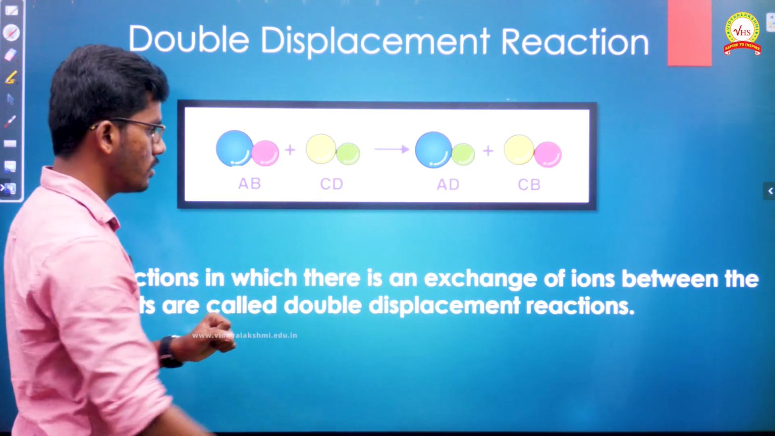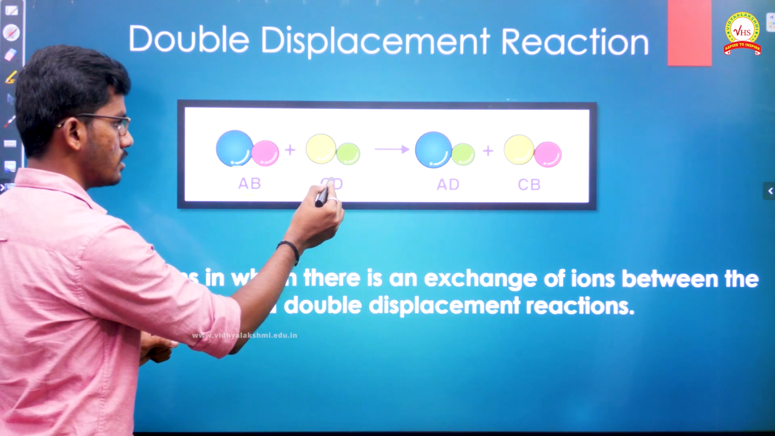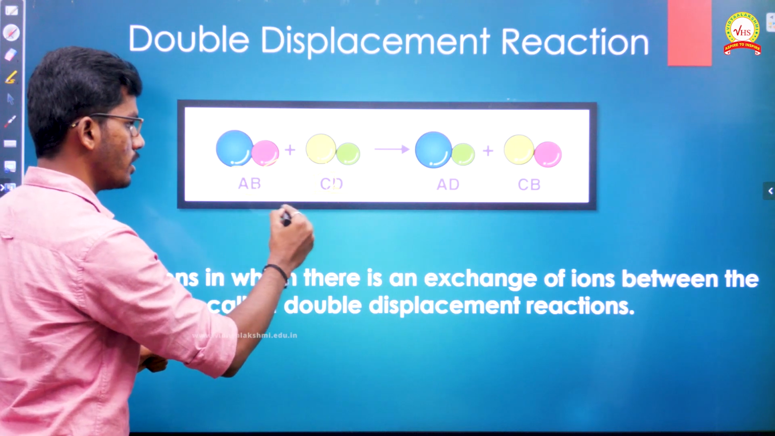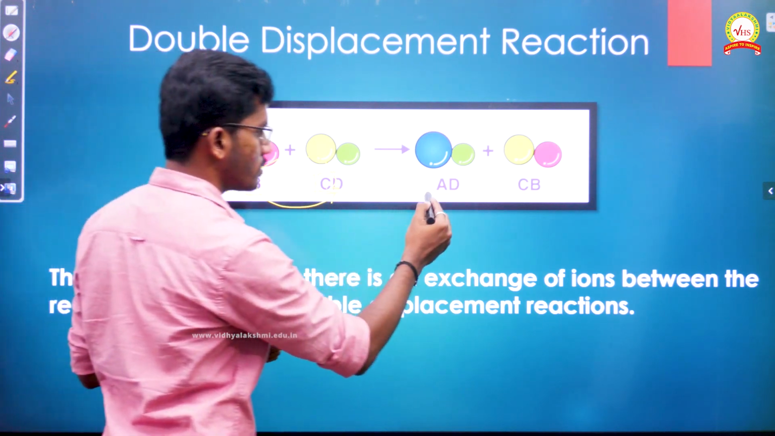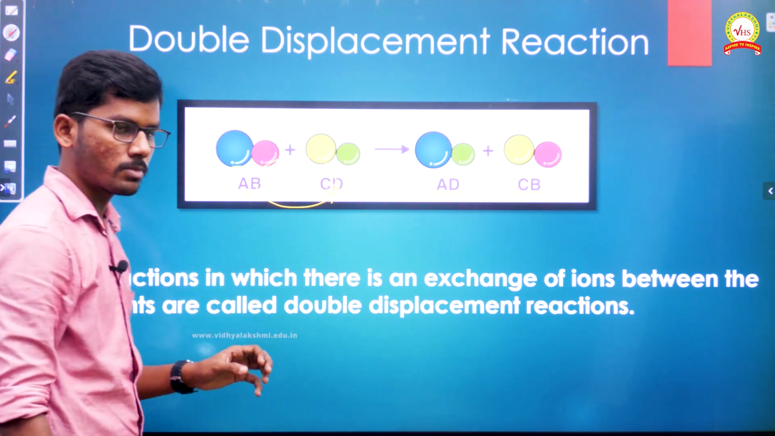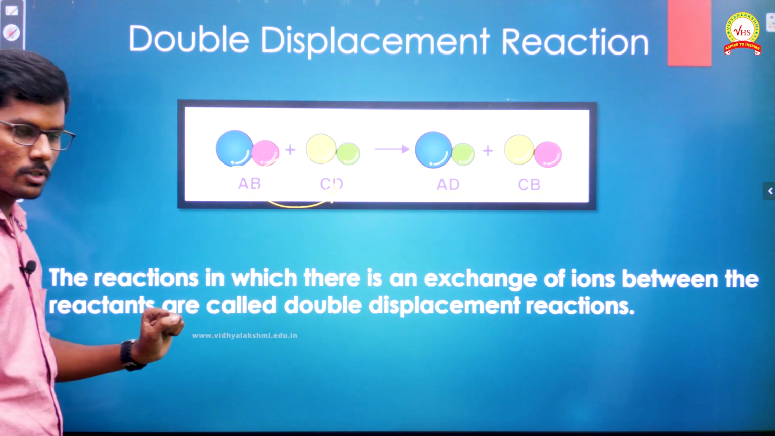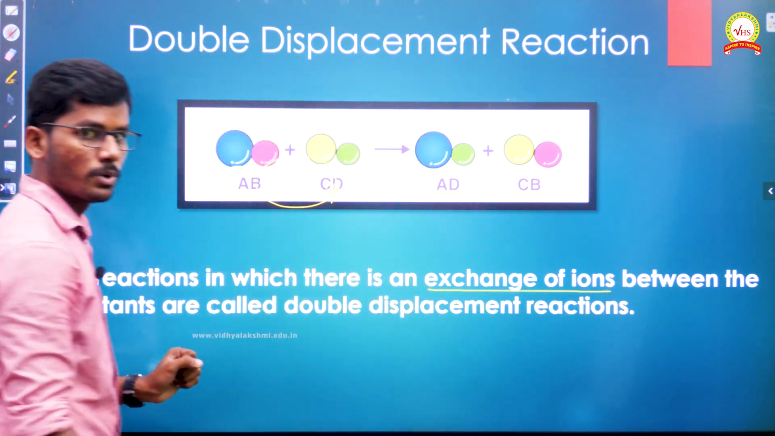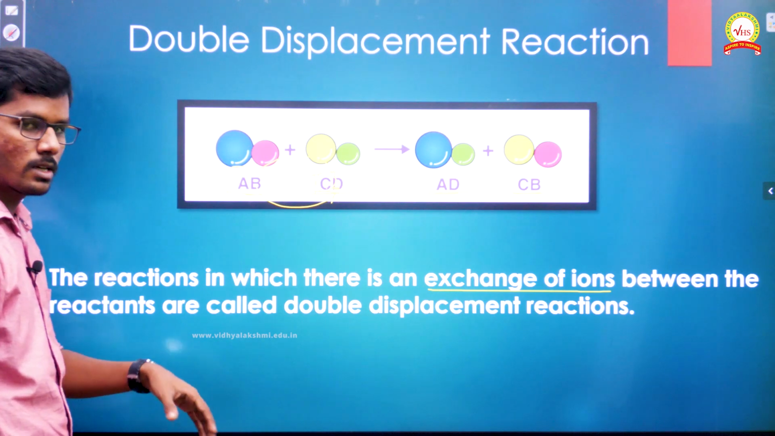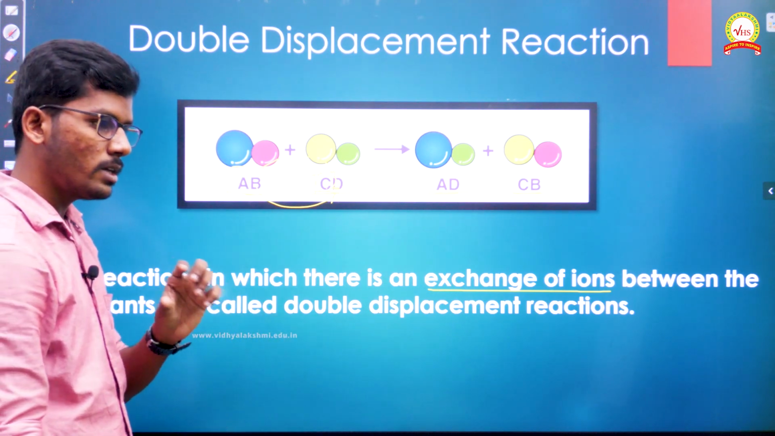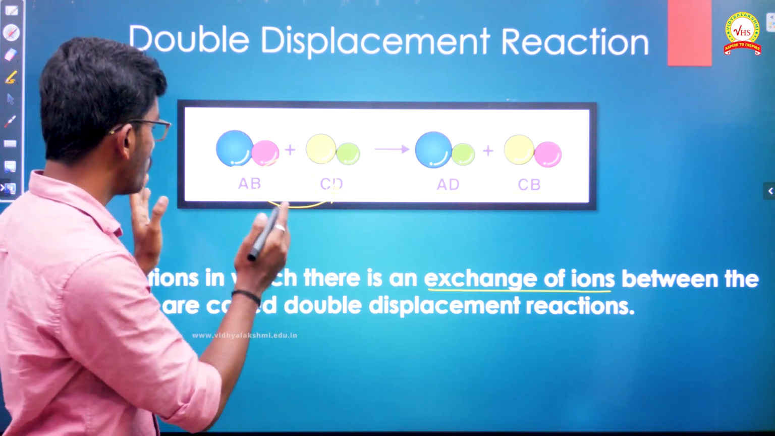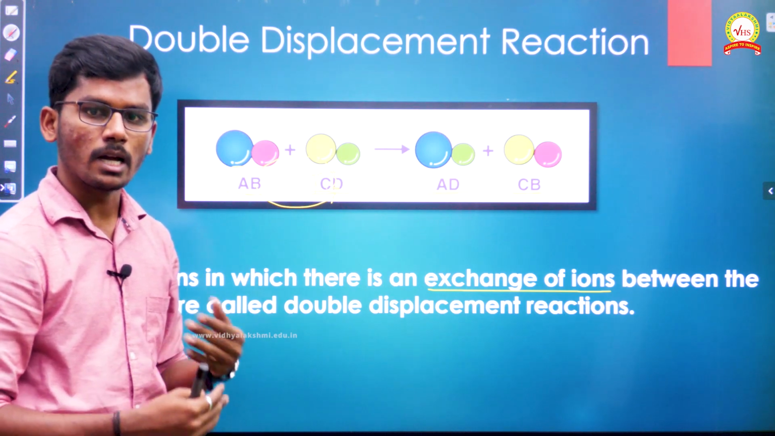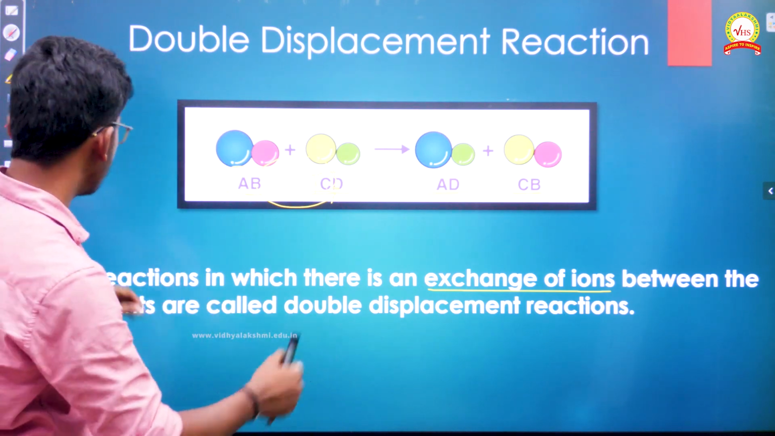There is a change, right? The reason is, this metal or this D is being attached here and B goes to this place. That is why it is forming as AD and CB. We will discuss examples regarding this. Before that, let us see the definition here. The reactions in which there is an exchange of ions between the reactants, those reactions we call double displacement reactions. The word double comes here since two ions are getting displaced, so this reaction is termed a double displacement reaction. We will just discuss the examples now.